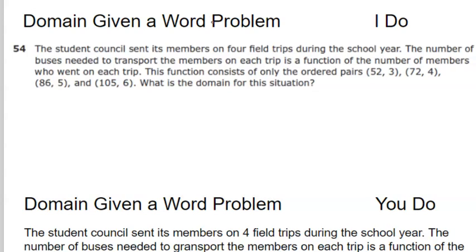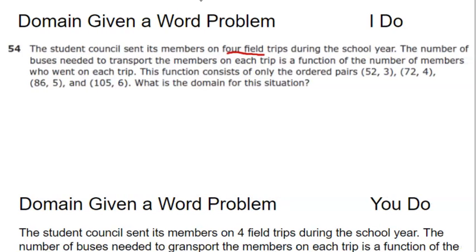Domain given a word problem. I'll do this first one. The student council sent its members on 4 field trips during the school year. The number of buses needed to transport the members on each field trip is a function of the number of members who went on each trip. This function consists of only the ordered pairs (52, 3), (72, 4), (86, 5), and (105, 6). What is the domain for this situation?